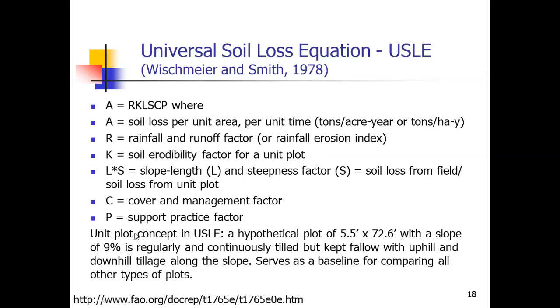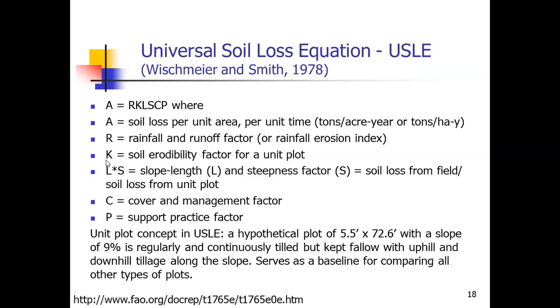Now, the USLE equation depends on what is called the unit plot concept. So there is a hypothetical unit plot that is generated, and that has a fixed dimension of 5.5 feet by 72.6 feet, and a slope of 9%. The slope of 9% is extremely high. It's not very common. We are assuming that it is regularly and continuously tilled in up and downhill tillage, which means it's the worst case scenario. So anything that we do differently is going to be a soil conservation program or a soil conservation method.